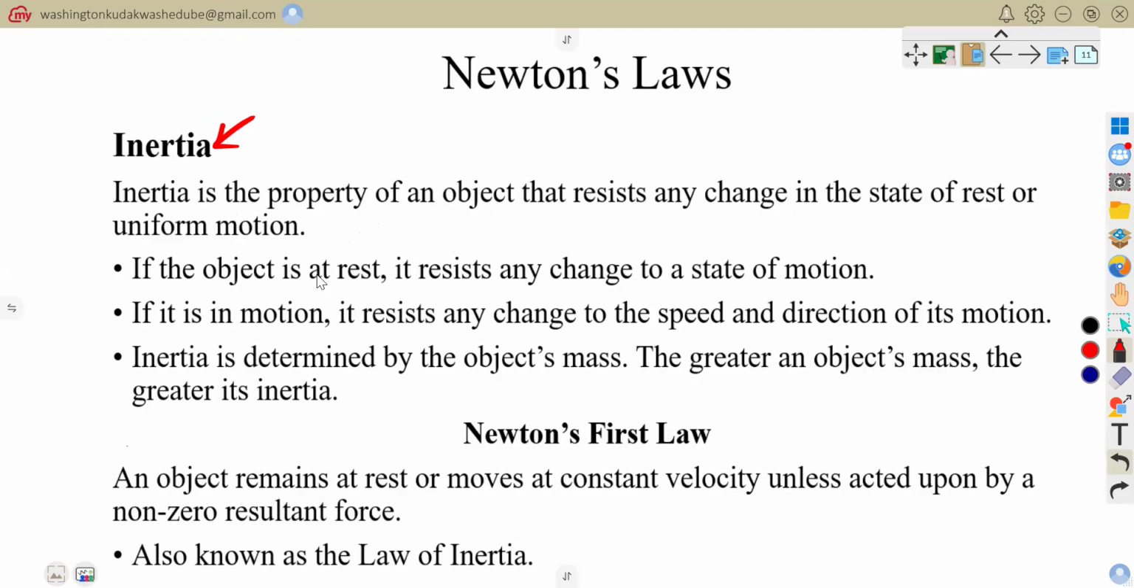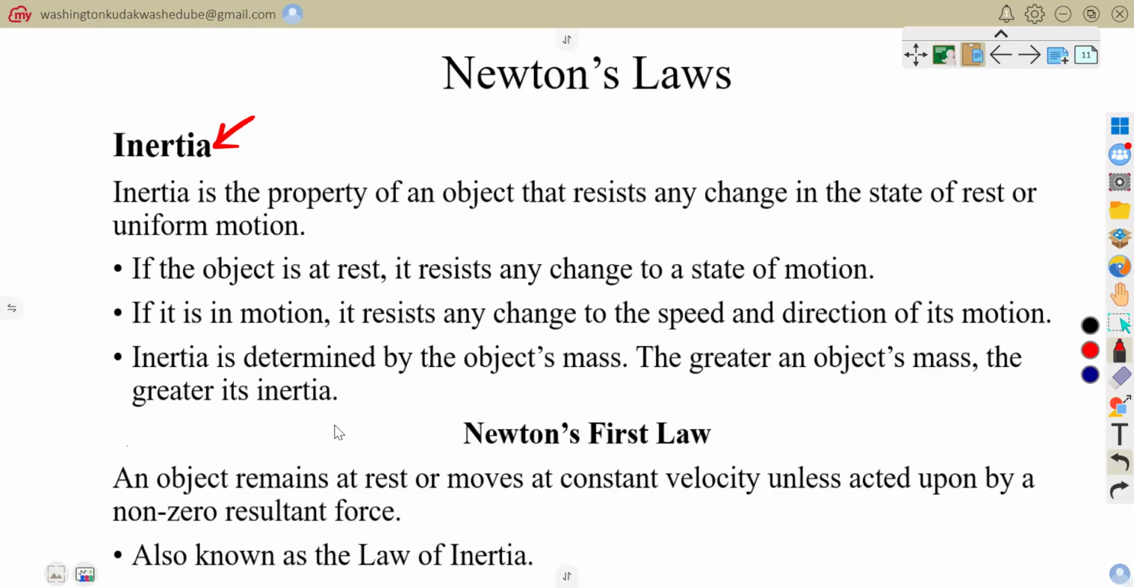So from this law, or rather from this property, this is where Newton's law was derived, where we get to say that if an object is moving or is at rest, that object will remain at rest or else will move at constant motion or constant velocity unless it is acted upon by a non-zero resultant force. That is what Newton's law says.